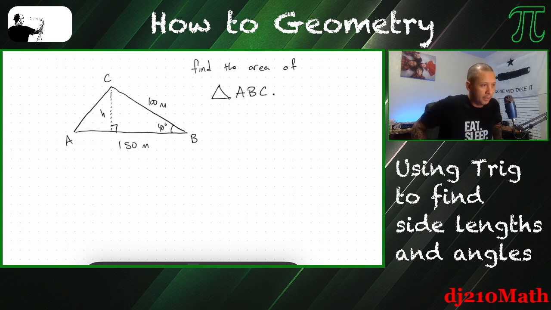Okay, here we have a picture, and we want to find the area of triangle ABC. First fact is that the area of a triangle is equal to 1/2 base times height, so base times height divided by 2. In this case, the base of this triangle is 150 meters. The height would be the altitude. We don't know what that is yet.